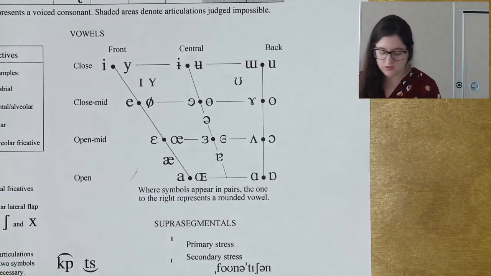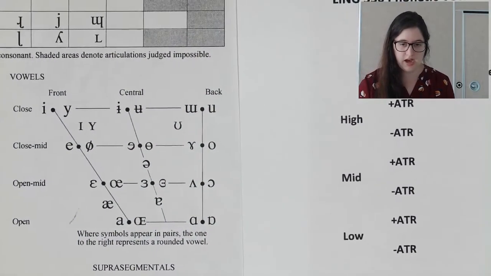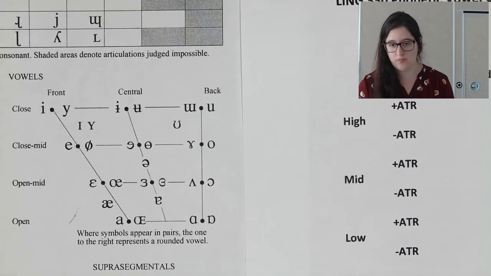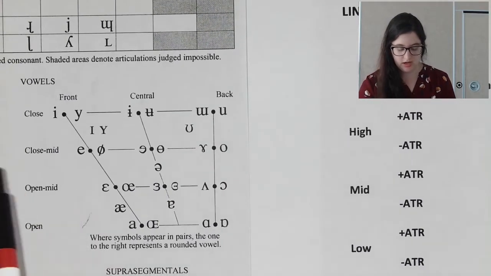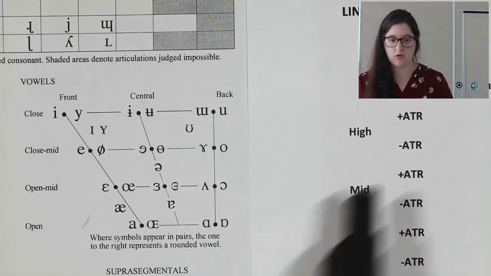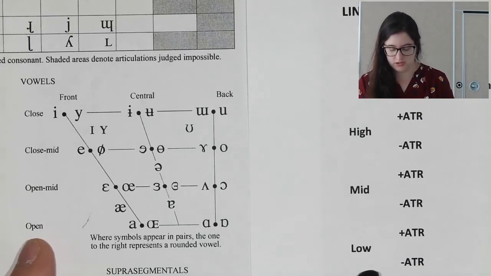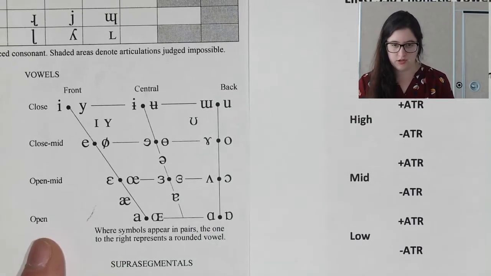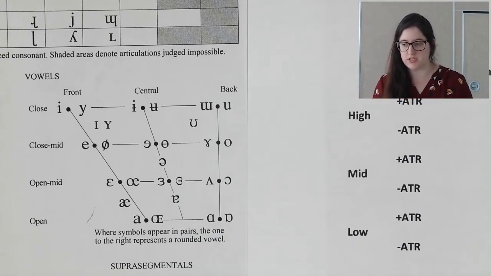You'll also see that particular scale referred to as high, mid, and low. So you might see a vowel referred to as a close vowel, or you might see it referred to as a high vowel. Those are equivalent. Open is equivalent to low. They're both referring to how high your tongue is in your mouth when you make that particular vowel.